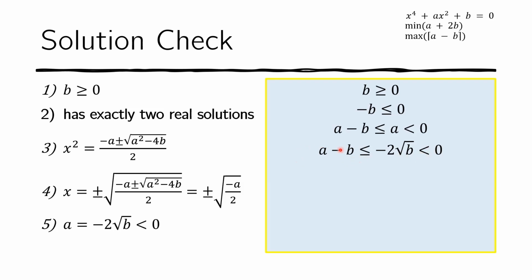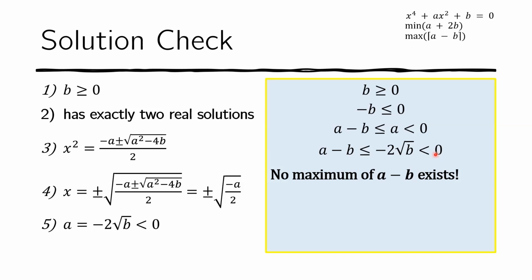And what that means is that we cannot have a maximum, because a minus b can be brought as close to 0 as we want. It could be negative 0.1. It could be negative 0.01. It can be negative point, then a million zeros, then 1, but it can never be 0. So strictly speaking, we do not have a maximum for a minus b.